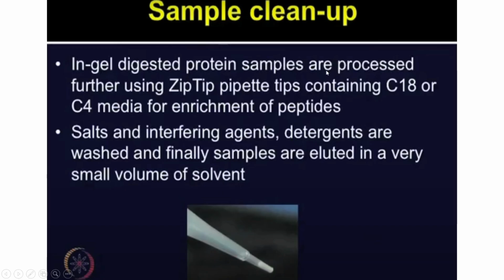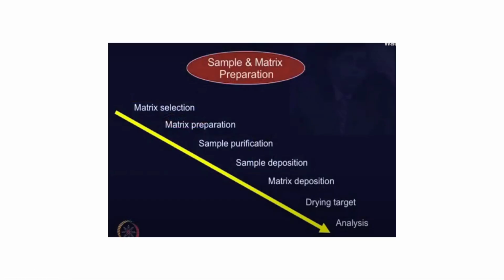Sample cleanup is processed further using zip tip peptide pipette tips containing C18 or C4 media for enrichment of peptides. Now the salts, interfering agents, detergent, etc., are washed away using this type of pipette. This is what we discussed, basically. So the matrix needs to be selected depending upon your type of protein. Then separation, matrix preparation, sample purification, sample desorption, matrix deposition, loading the sample, drying the target, and then doing the analysis. This is the whole protocol of matrix preparation, basically.